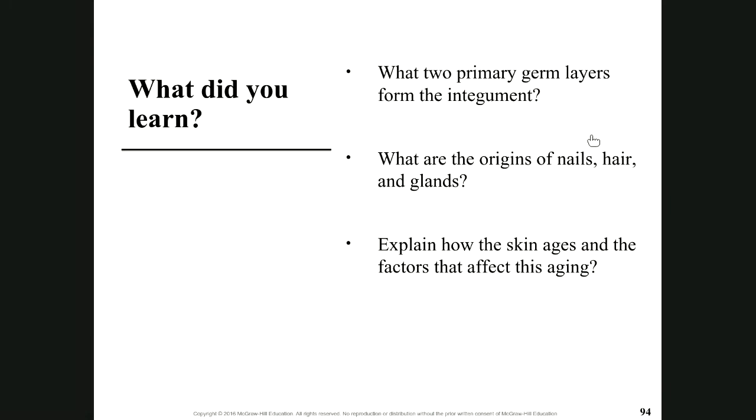And now you can answer these questions. What two primary germ layers form the integument for us? What is the origin of nails, hair, and glands? And explain how the skin ages and which factors can affect the aging of the skin. For the last question, you need to search for it in Google, and then you can tell me which factors can age our skin.